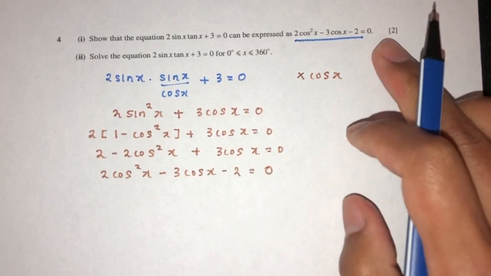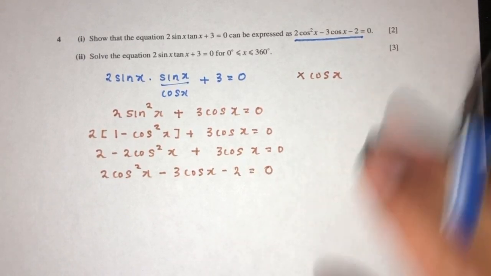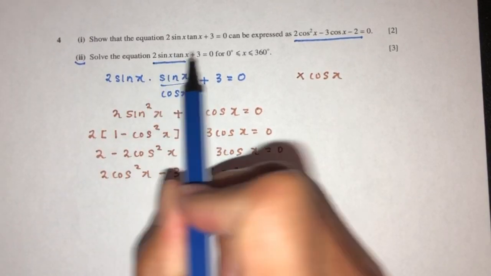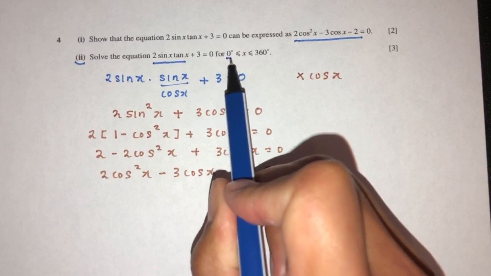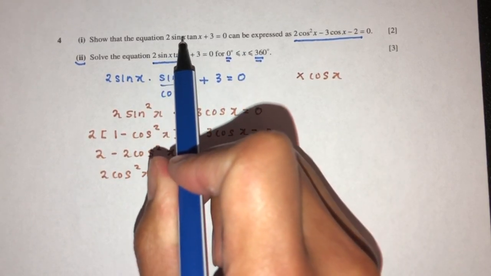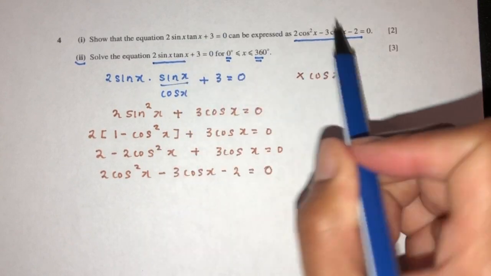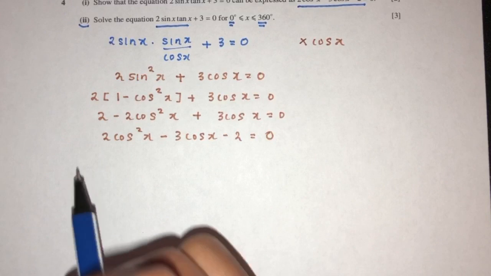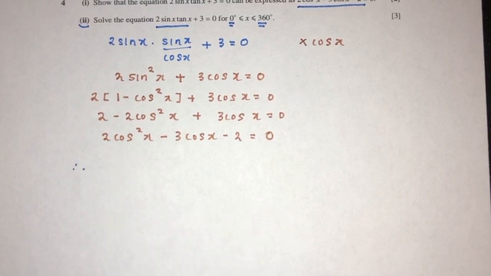And this is shown as required, part 1. Now for part 2, we have to solve the equation for values of x between 0 and 360. Again, this is from part 1, and as you can see, in part 1 we changed that to this, so we can just use this to solve this one, right?